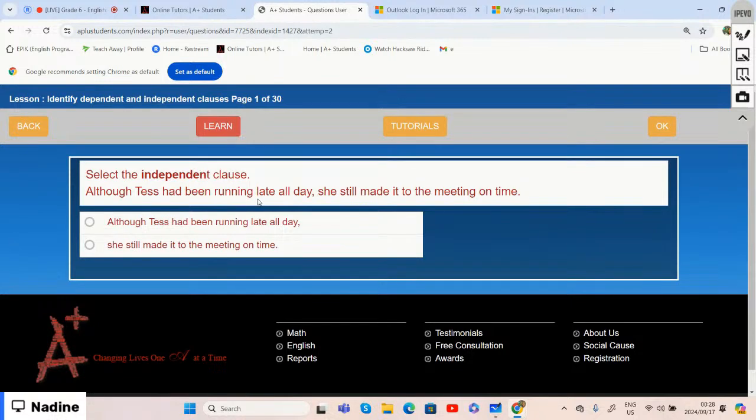We need to select the independent clause. And remember, an independent clause has a subject and a verb, and can stand on its own. It says, although Tess had been running late all day, she still made it to the meeting on time. What is our independent clause? Is it option one, although Tess had been running late all day? Or option two, she still made it to the meeting on time?